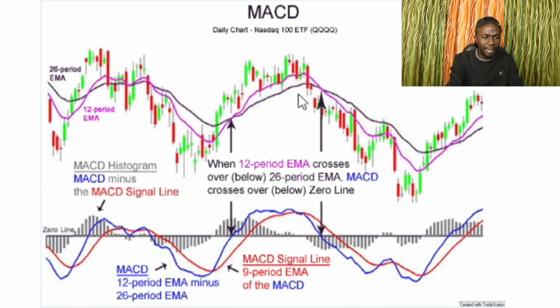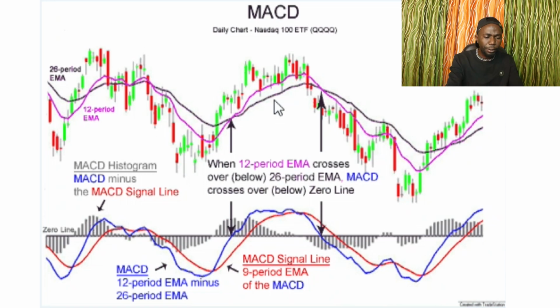I'm just using this one as an elaborative method. You can use any setting that you prefer. But for the sake of this tutorial video, we are using the 12 period EMA and the 26 period EMA. The 12 period EMA is the faster moving average, while the 26 period EMA is the slower moving average. You see that the 12 period is this purple line, while the 26 period is the black line. So what you're watching now is the crossover.